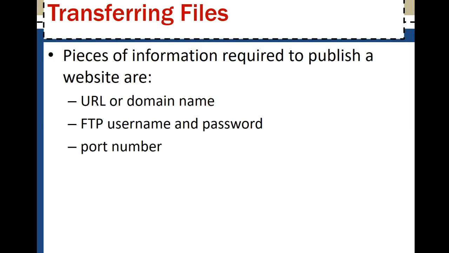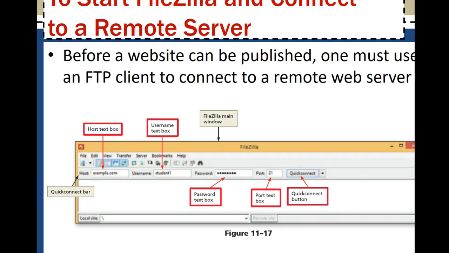So when you are going to transfer your file, you need to know the pieces of information that you need to publish on your website, including a URL or domain name, an FTP username and password, and a port number. If you secure a web hosting service provider, you need to contact them to get this information: the URL, domain name for sure, the FTP username and password, and the port number. So that's what you can do.